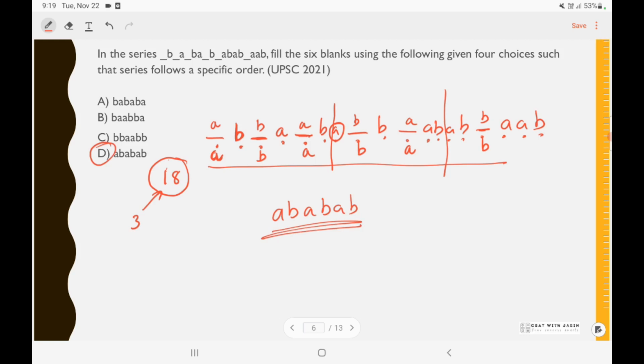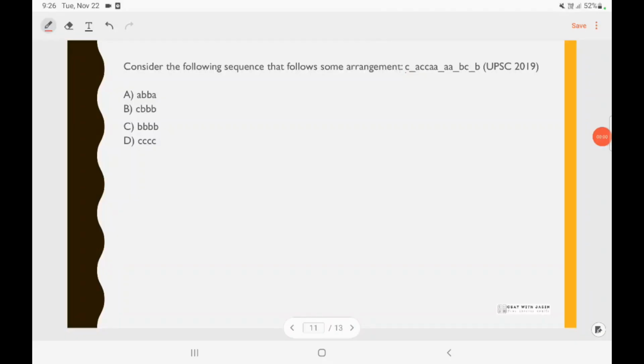So just remember this. And it is not necessary that in all the questions it will come in this order. There are different kinds of questions from this type. So I think we'll be doing a problem on that as well. So this is a question from 2019. I already told you how to approach these kind of questions. So just write it down again. C blank A C C A blank A blank B C blank B.